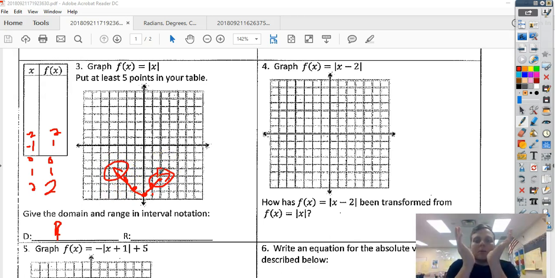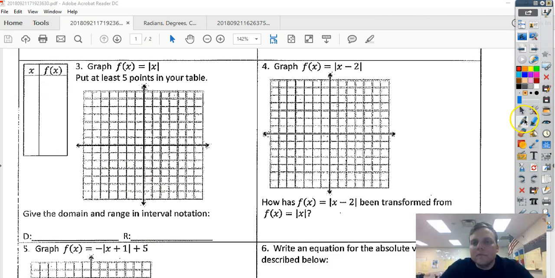So that means it's all real numbers, so it's going to the left and right forever. What was my range? Well, my lowest y value was right here at 0. And remember, range should always be read from lowest y value to highest y value. Okay, my lowest y value was right there at 0 at the origin, comma, and then it never stopped going up, so we put infinity with a parentheses.